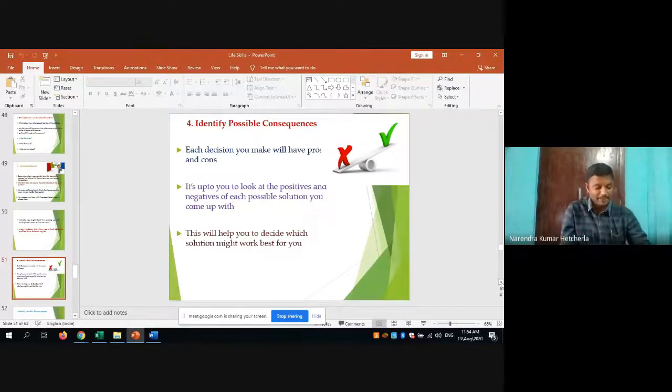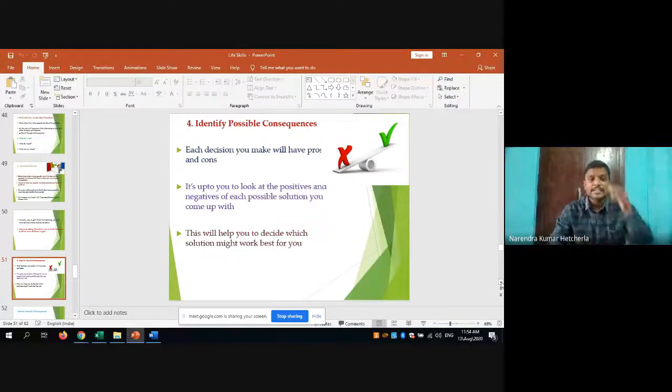When we come to the third step, we have come out with a couple of decisions. Sorry, a couple of choices, or let us say a couple of solutions. But we have not executed, right? Before executing, before putting it into practice, this is something that we need to do. Each decision you make will have pros and cons. In the sense, each decision that you make has a right end and an evil end, good and bad.